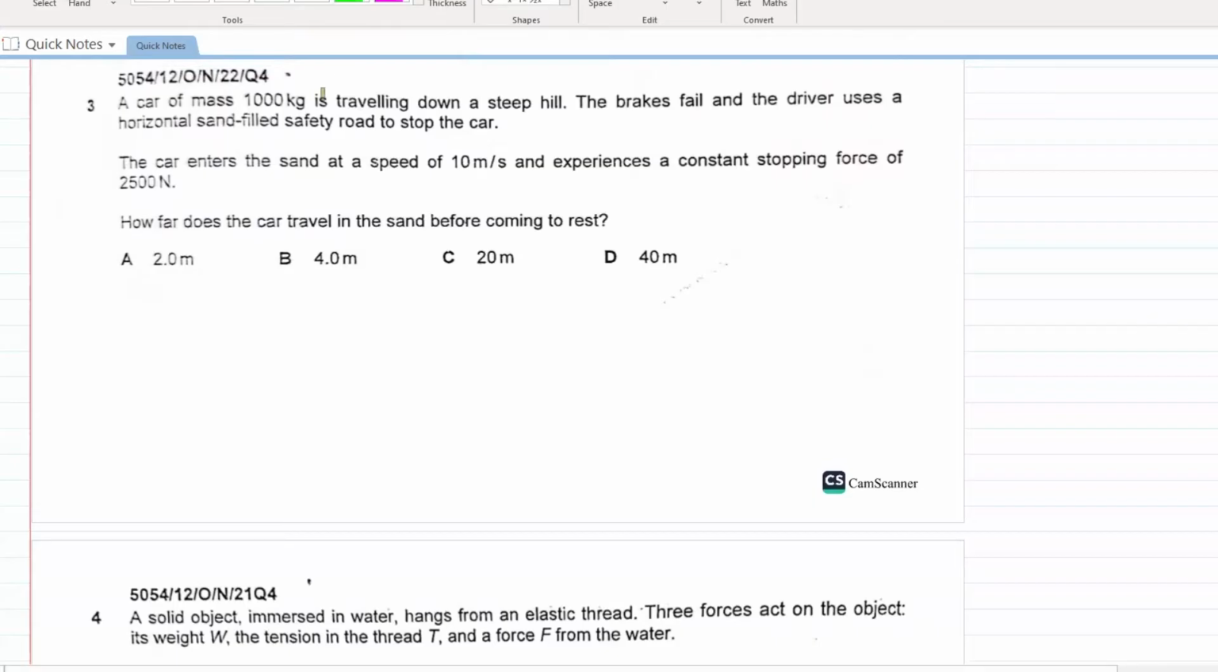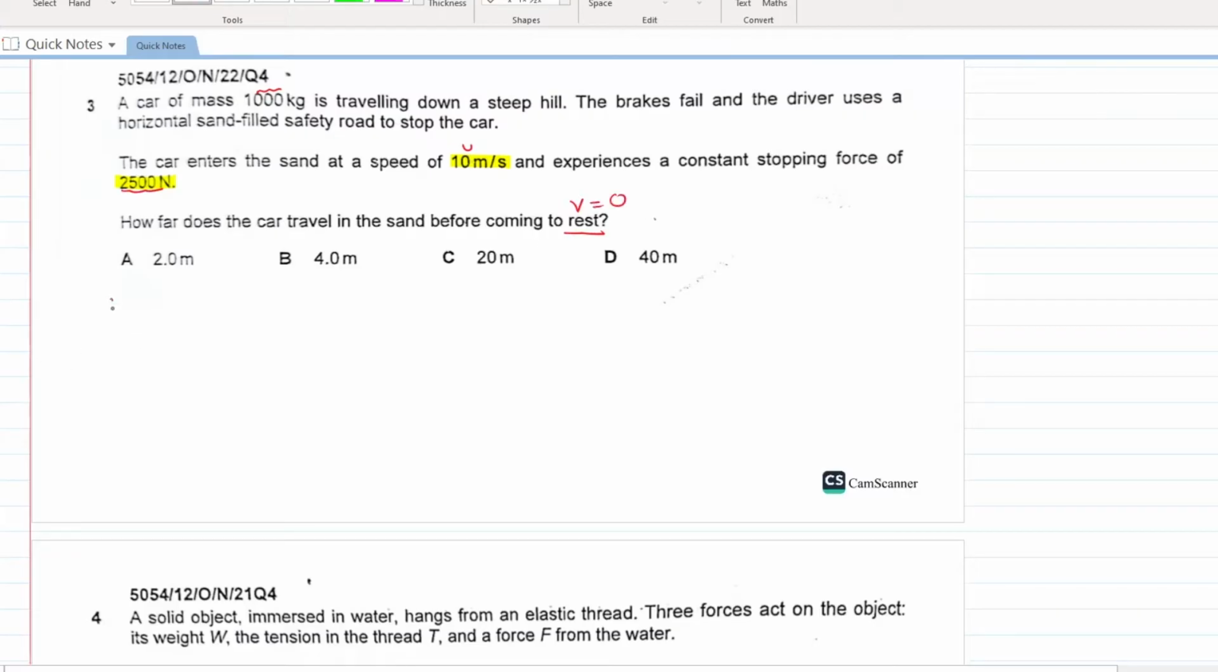A car of mass 1000 kg is traveling down a steep hill. The brake fails and the driver uses a horizontal sand filled safety road to stop the car. The car enters the sand at a speed of this and experiences a constant stopping force of this. So this is the stopping force, this is the mass of the car, this is the initial speed. The final speed of the car is zero because it is coming to rest.